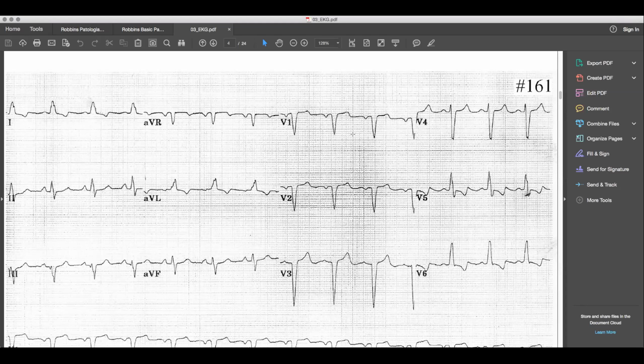Would that be like a secondary repolarization abnormality? And you do see a secondary repolarization abnormality in V5, V6, and V2, V3. Yeah, exactly. Okay, perfect. All right. Is it clear for everybody? Good.